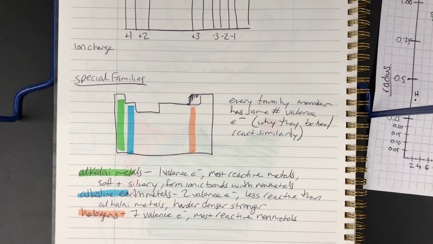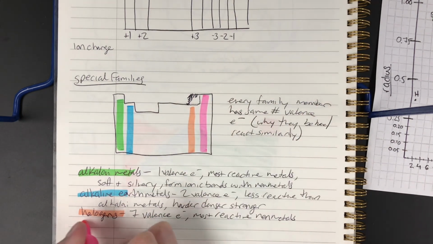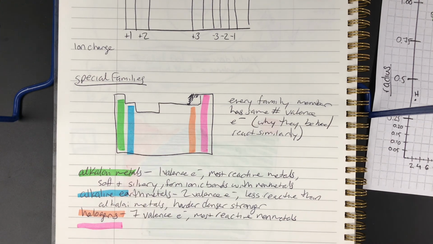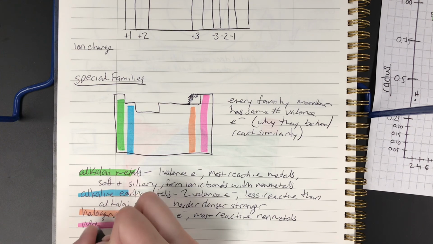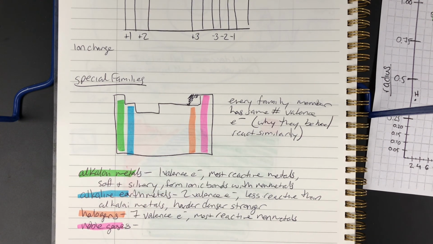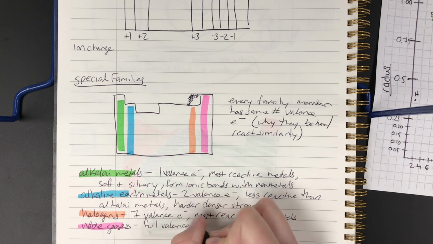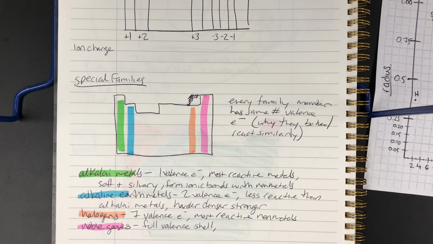All right, and the last family here. What do we call them? Noble gases. Good job. How many valence electrons do they have? 8. Yeah, all of them, right? They have a full valence shell. Are they going to do anything? No, they're not going to react with anybody.